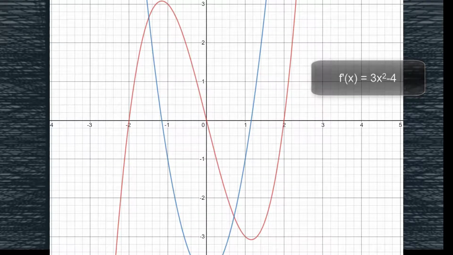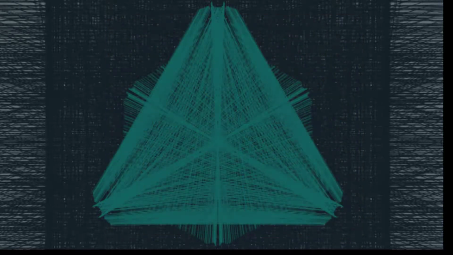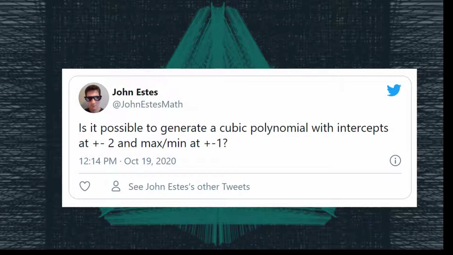So in my video, I made up this example here. I just drew a graph to explain this concept, and I kind of forced what I wanted. But after the video, I started thinking, is it actually possible to generate a cubic polynomial that meets the criteria I was looking for? And I actually tweeted this out: is it possible to generate a cubic polynomial that intercepts at ±2 and has a max and min at ±1?